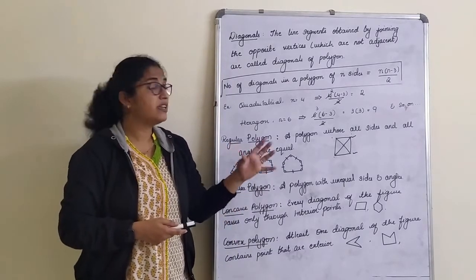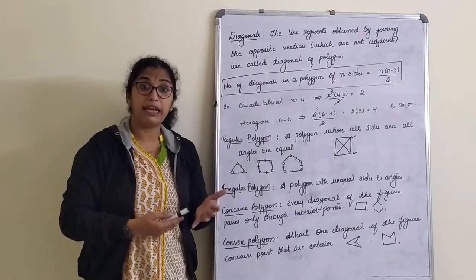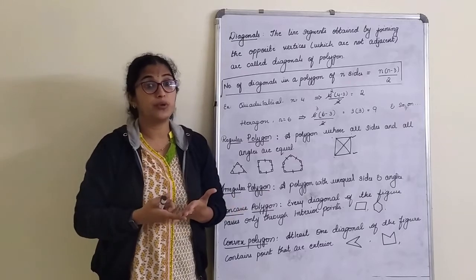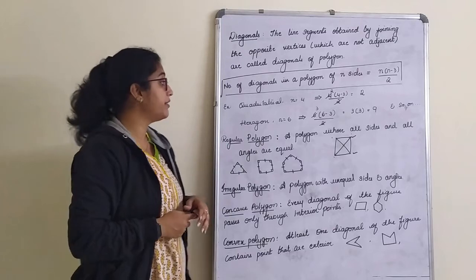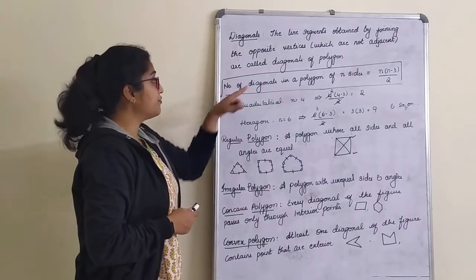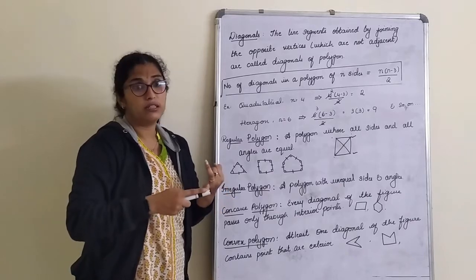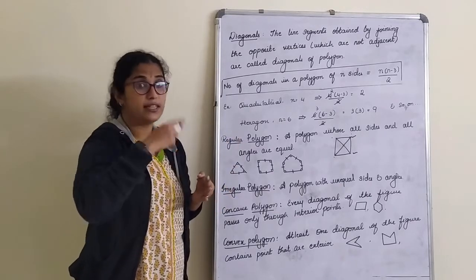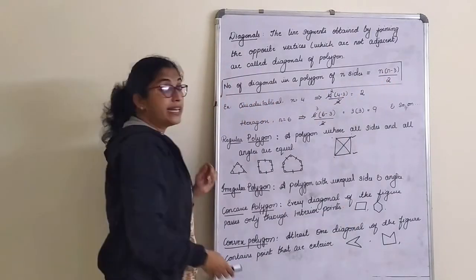Next will be if you have a pentagon, hexagon, heptagon. Tomorrow they'll ask you about a decagon. That means you have to draw a decagon and start joining the opposite vertices. Quite difficult to analyze and write. We have a simple formula for that. The number of diagonals in a polygon of n sides, where n stands for 4, 5, 6 and so on, of course 3 cannot come, we'll understand why here, is given by n(n minus 3) divided by 2.